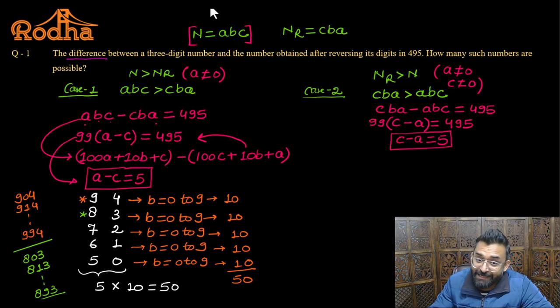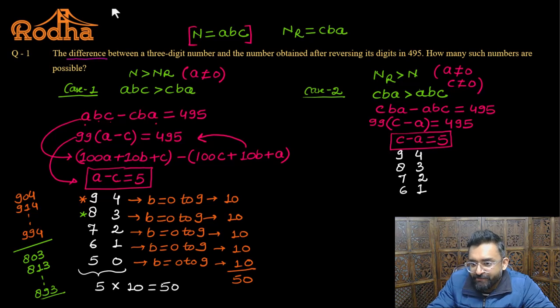Fine. Now we can again make the possibilities here. If I look at the possibilities, I can understand C cannot be 0, A cannot be 0. C can be 9, obviously. Then A is going to be 4. Then 8, 3. Then 7, 2. Then 6, 1. Fine. 5, 0 is invalid because A cannot be 0.